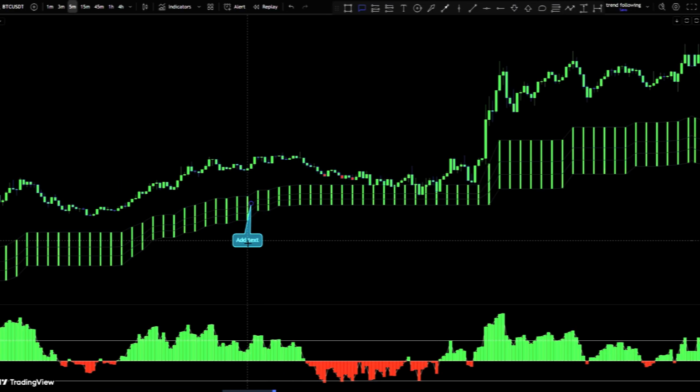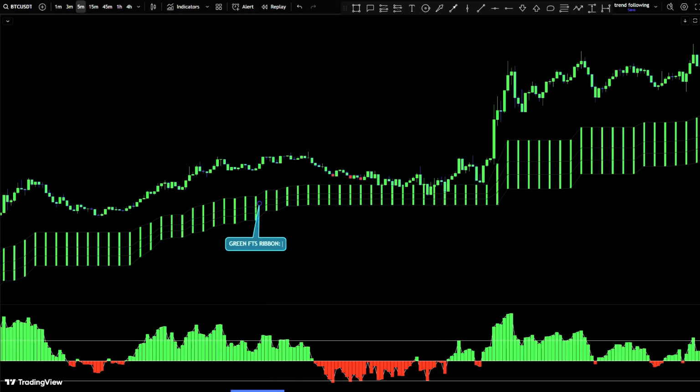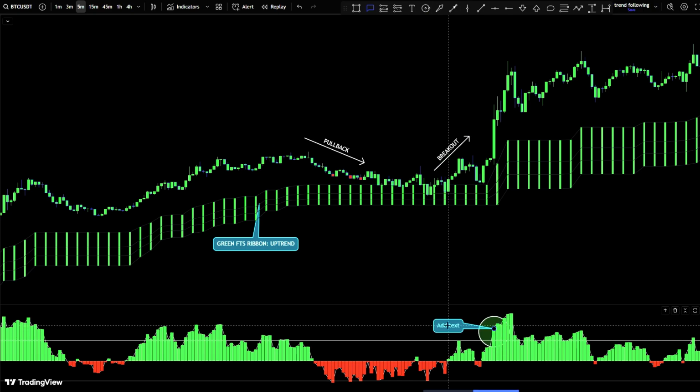This ensures our winners are significantly larger than our losses over time. And for a buy trade, the logic is the exact inverse, designed to catch upward momentum. We look for price to be above a green FTS ribbon. We wait for the pullback down to the ribbon, and then we take the trade only when the RSI histo confirms the entry with a green bar closing above the plus 20 level.